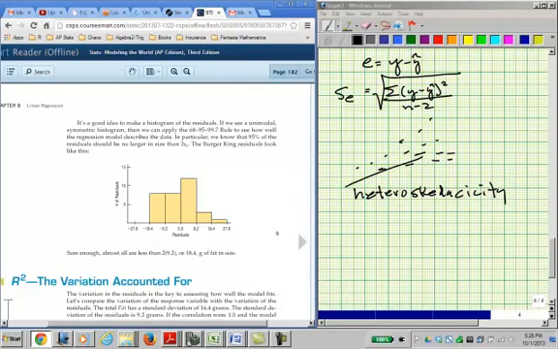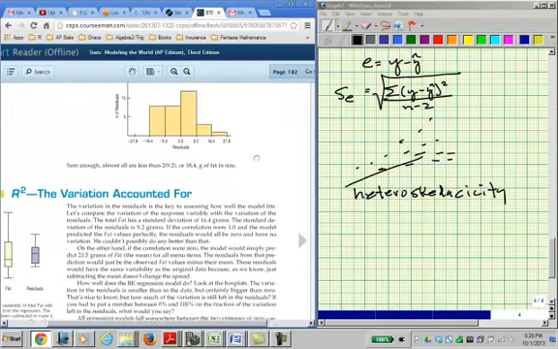Fine. Okay, now we get to this next idea, r squared. I'm sure you've been wondering, well, what's r squared all about?